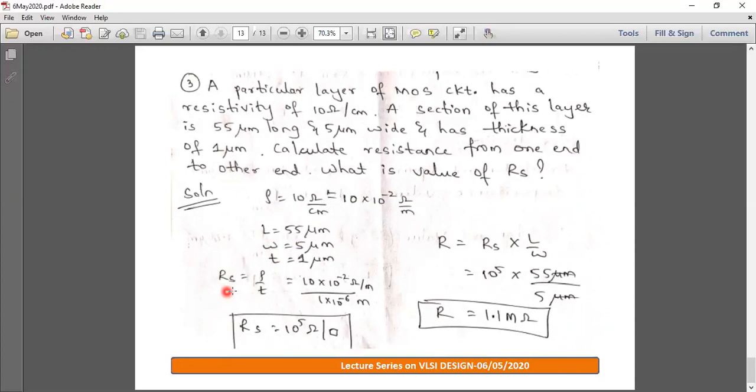As you know, sheet resistance is given by rho by T. So substitute resistivity value and thickness value, and you'll get a sheet resistance of 10 to the power 5 ohm per square. Once you compute the sheet resistance, you can calculate the resistance from one end to the other end. So resistance is given by sheet resistance into L by W. Sheet resistance you have calculated, that is 10 to the power 5. Length is 55 micrometer. Width is 5 micrometer. Therefore, this gives a resistance of 1.1 mega ohm. Thank you.